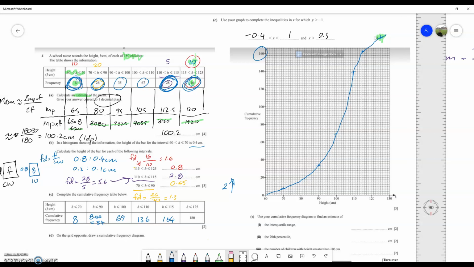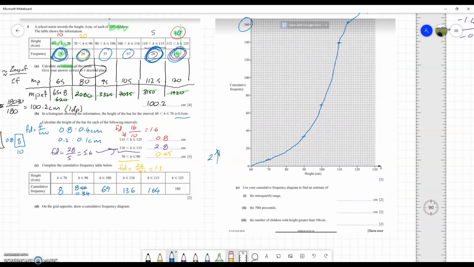The other thing that they can be picky about is making sure that our line flattens off when it hits the maximum. So we need to make sure that's dead flat along that 180 line. So key points for the graph: it goes through all the points that you've drawn, it starts at 0, 0, and we have a flat line at the top.